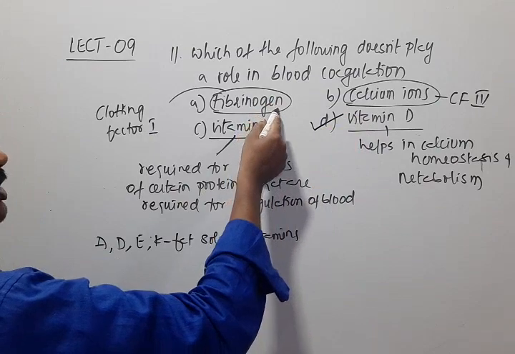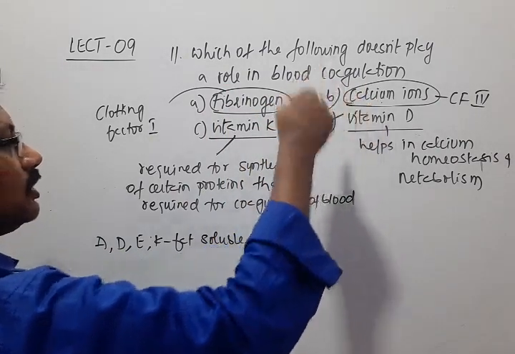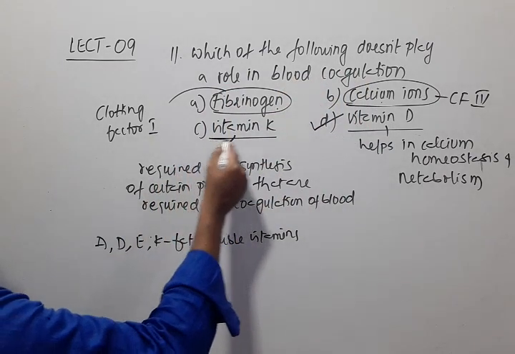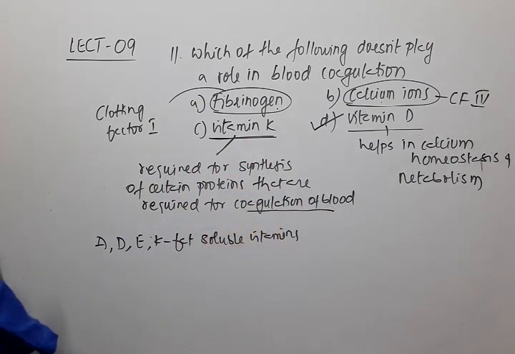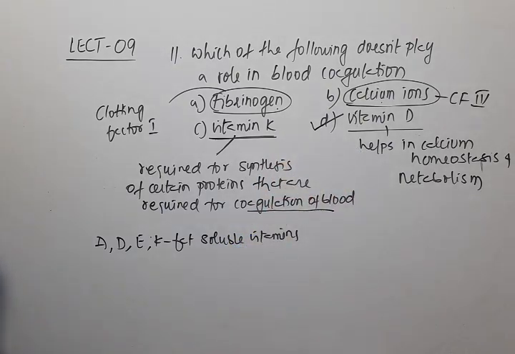So fibrinogen plays a role in blood coagulation, calcium ions play a role in blood coagulation, and vitamin K also, we have seen, is required for blood coagulation. And vitamin D doesn't play a role, as it has a role in calcium homeostasis and metabolism. So hence the answer is vitamin D.